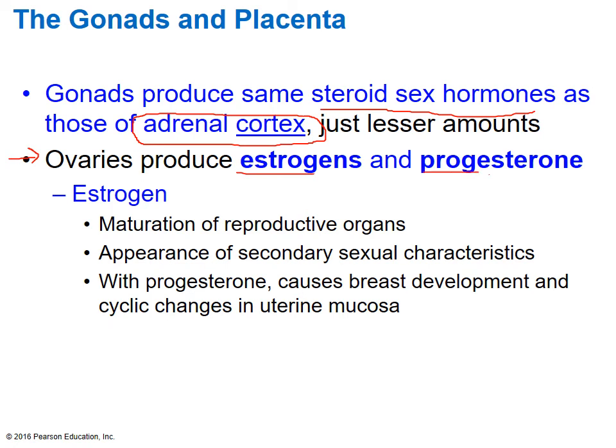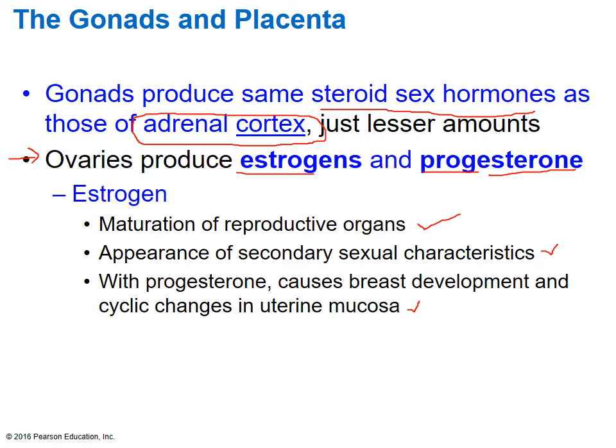And what we see happening is that these female reproductive hormones are essential for, obviously, maturation of the reproductive organs, the appearance of the secondary sexual characteristics, so like the formation of the breast, formation of the additional adipose tissue in the hips. And progesterone will cause breast development and the cyclic change in the uterine mucosa, so the thickening of the uterine lining, which is associated with getting ready for pregnancy or being shed off during the menstrual cycle.